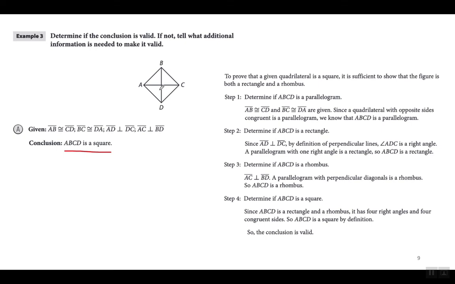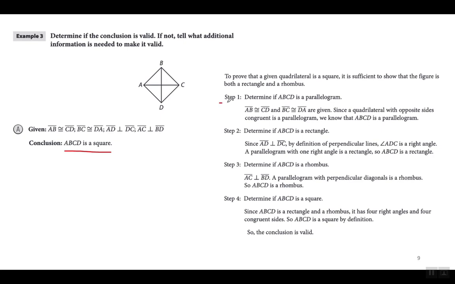All right, so to prove that a given quadrilateral is a square, it is sufficient to show that the figure is both a rectangle and a rhombus. All right, para comprobar que un cuadrilátero es un cuadrado, lo pueden hacer enseñando que la figura es los dos, un rectángulo y un rombo.